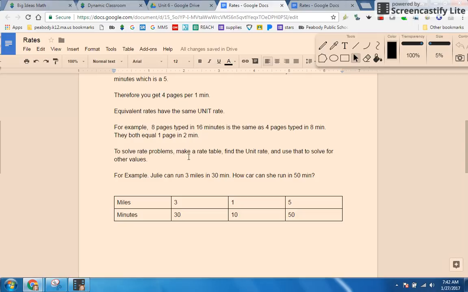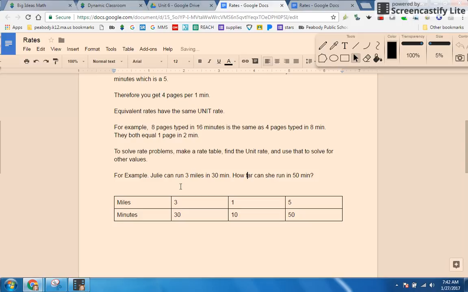To solve rate problems, you make a ratio table. We did this before, now it's called a rate table, but it's pretty much the same thing. You find the unit rate, so that means you divide them both by the smaller number, and then you use that to solve for other values. For example, this one says Julie can run 3 miles in 30 minutes. How far can she run in 50 minutes?